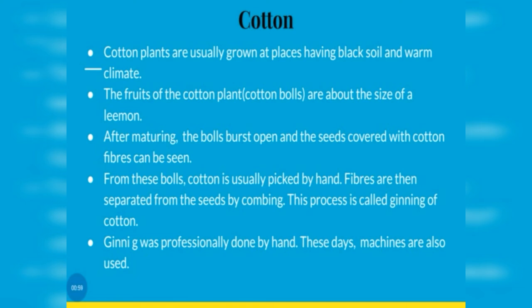Fibers are then separated from the seeds by combing. This process is called ginning of cotton. I repeat, the separation of fibers from the seeds by combing is known as ginning. Ginning was traditionally done by hand. Nowadays, machines are also used for this process.